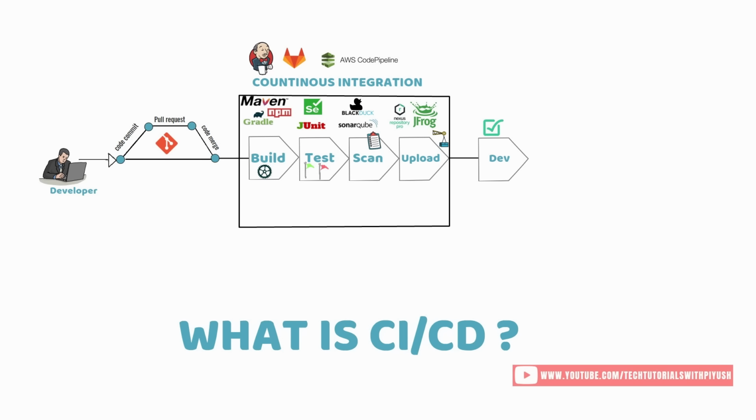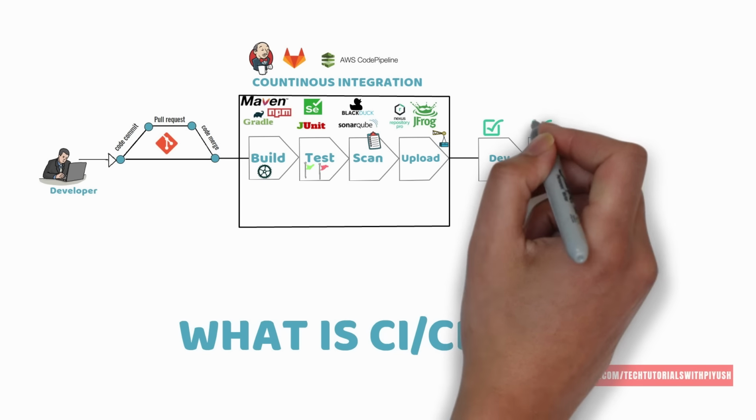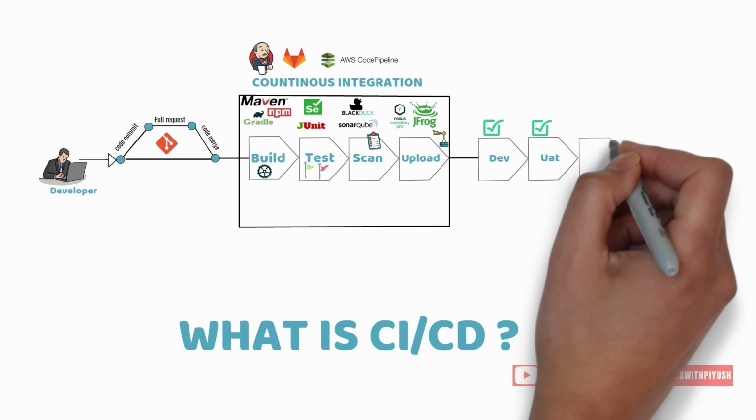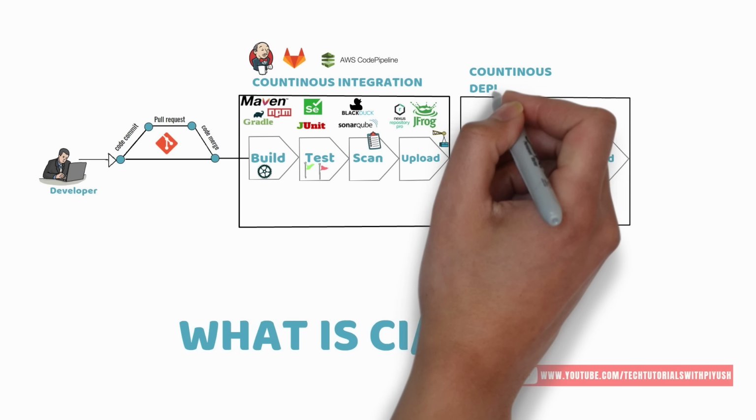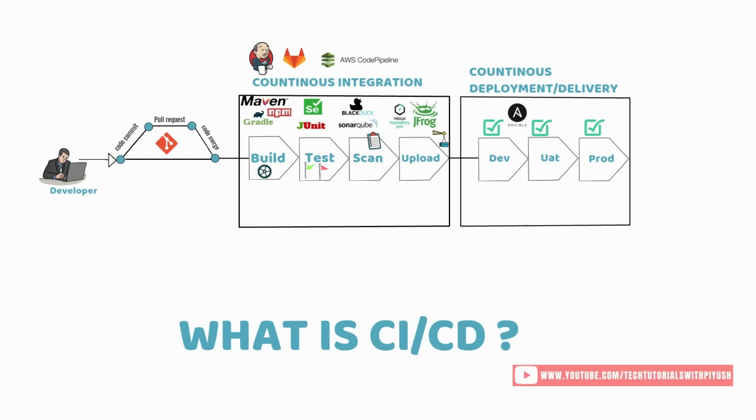Then as part of deployment, it triggers the deployment to the dev server. Once the sanity is passed, the deployment gets triggered for the UAT server. Once it is reviewed and the sanity gets passed, then the prod deployment gets triggered, and once that is passed, this complete process is completed, which is called continuous deployment or delivery, and it can be done with tools like Ansible, Helm, AWS CodePipeline.